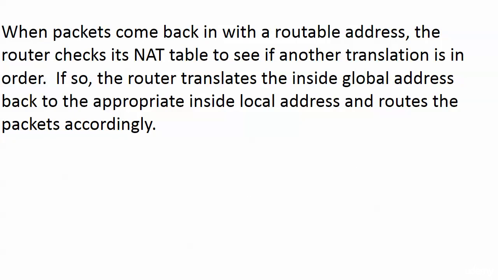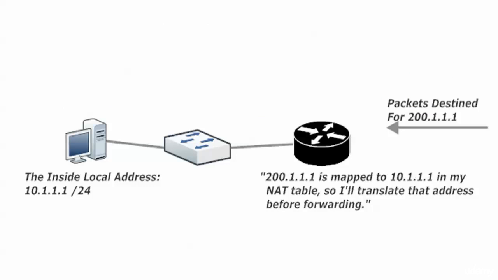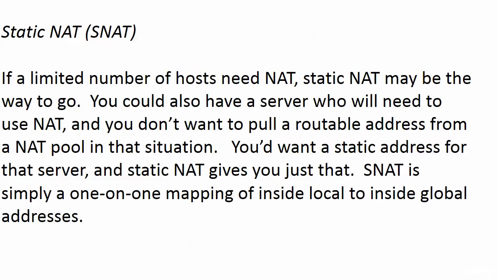Now, when the packets come back in with a routable address, the router checks its NAT table to see if another translation is in order. If it is, the router translates the inside global address back to the mapped inside local address and then routes the packets accordingly. So when packets come back in for 200.1.1.1, the NAT router takes a look at them and says, hey, that's a translation. I have that address mapped to 10.1.1.1 in my NAT table, so the router translates the destination IP address from 200.1.1.1 to 10.1.1.1 and sends them on their merry way. And again, that host has absolutely no idea that any of that happened.